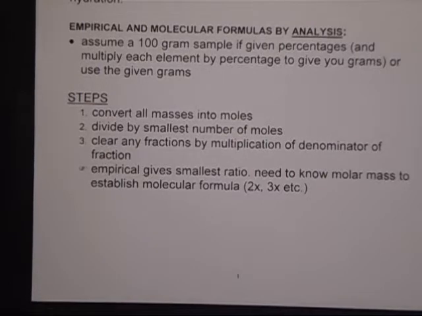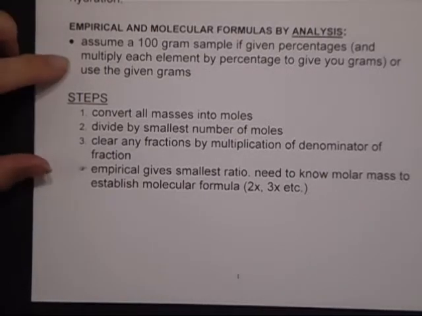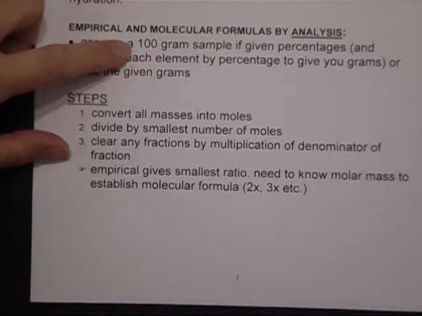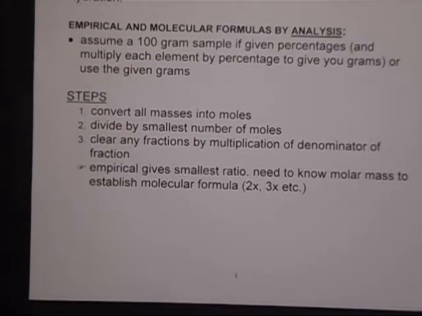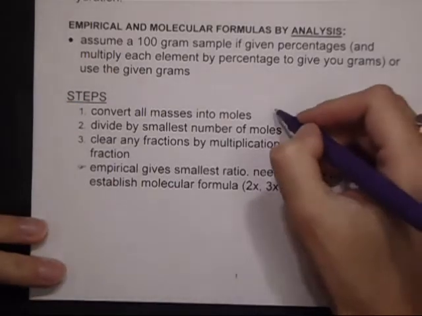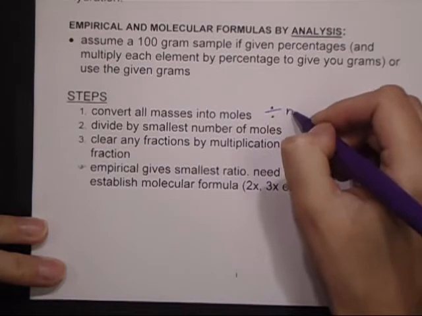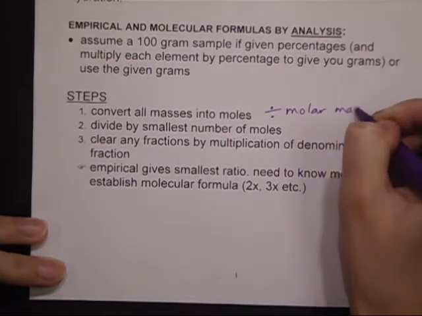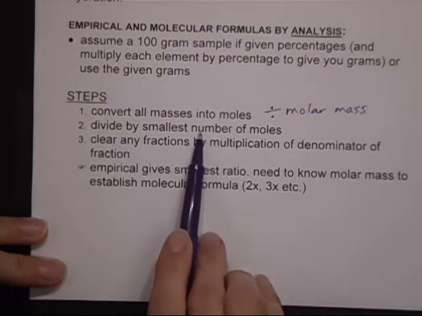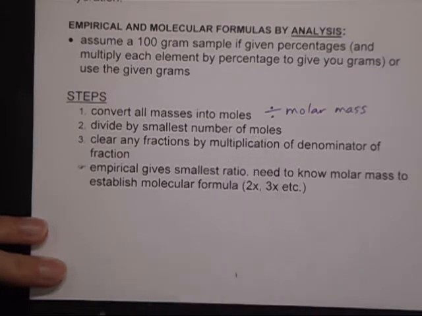So when we're doing empirical formula by analysis, usually it's given to you in terms of percentages. If it's in percentages, you can assume that you have a 100 gram sample, and that becomes the amount of grams of that element that's present. First thing you do is convert all the masses into moles, and you do this by dividing by the molar mass of each individual element. Then you divide each of them by whichever one comes out with the smallest number of moles. That gives you a proportion of the elements to each other.